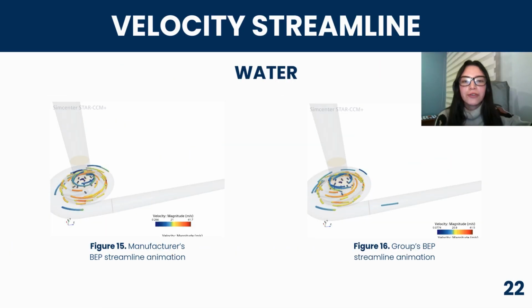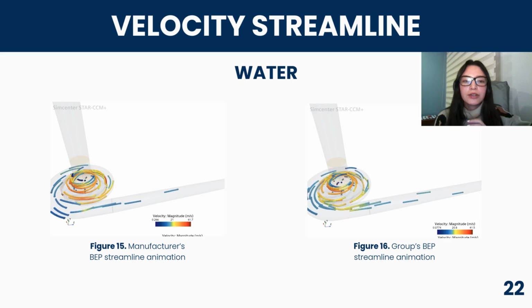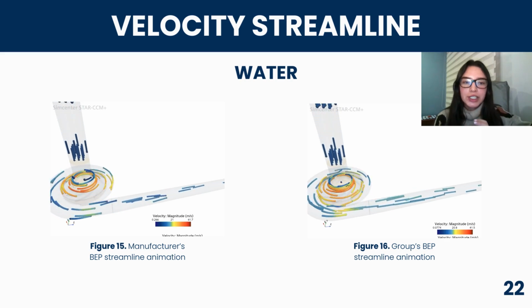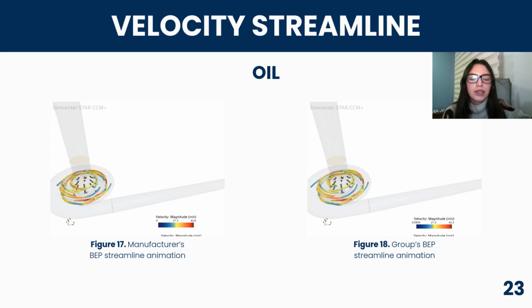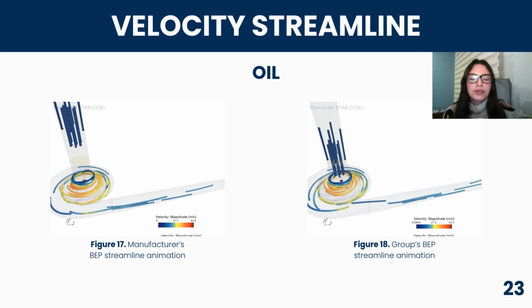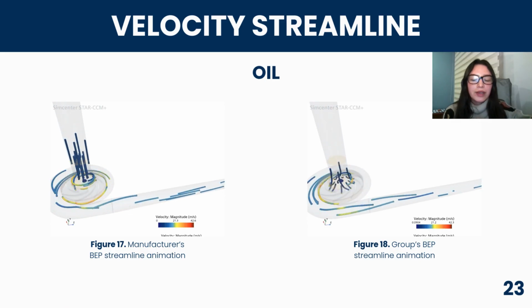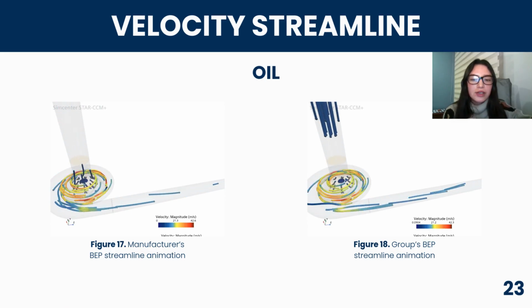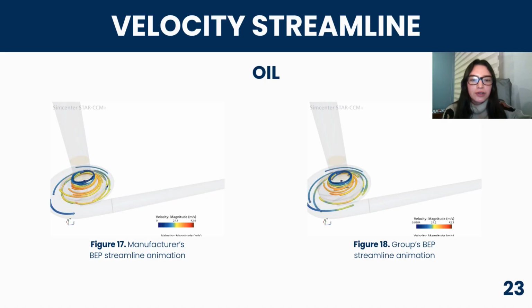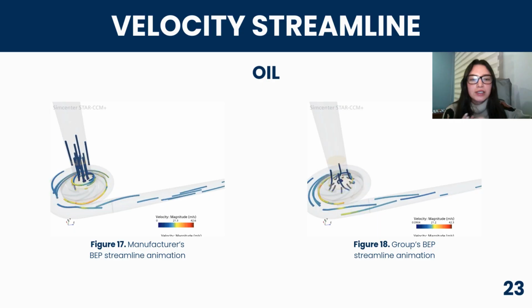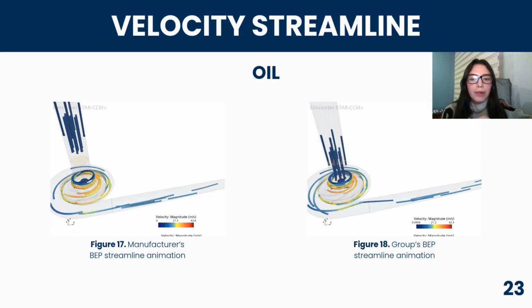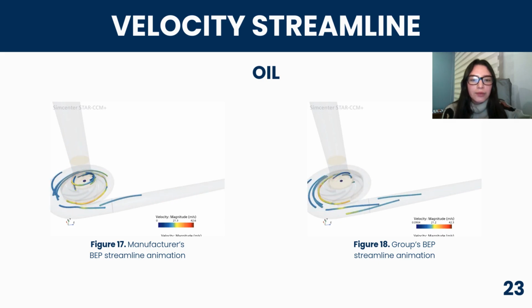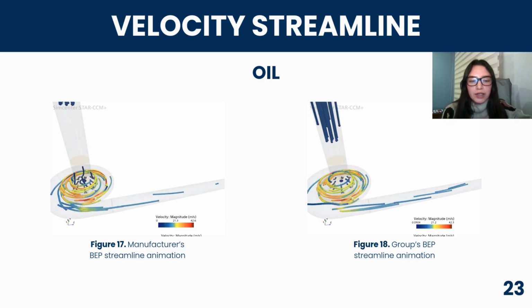Based on the velocity profiles, a streamline was also created in order to visualize how this parameter changes along the pump. In this part, we show the manufacturer's best efficiency point and the group's best efficiency point for water. Similarly, in this part, we show these two volumetric flows, but for oil. It can be seen that in the four figures, the highest velocity values are achieved near the impeller, which is explained by the fact that this is the part where the fluid is given energy by the pump. But as the fluid approaches the outlet of the pump, the velocity decreases.